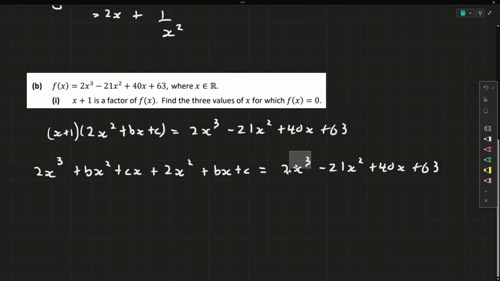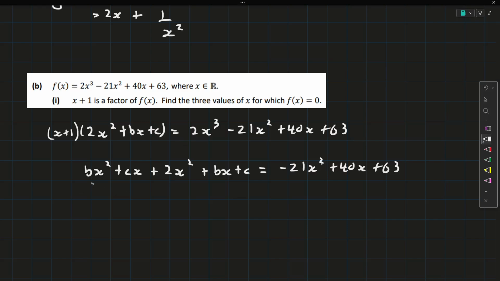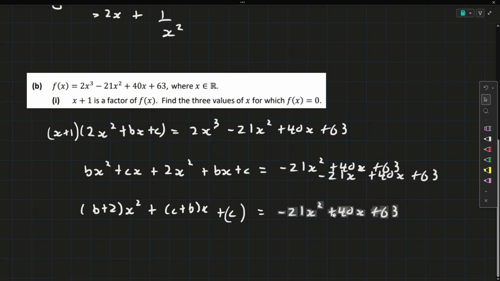So we don't have to worry about the 2x cubed anymore, because we have that on both sides. We've taken care of that already. But we do have to worry about the rest of the stuff. So let's group the terms together. Let's see our x squared terms on the left side. We'll have b plus 2 x squareds. How many x's do we have? We have c plus b x's. And then how many constants do we have? Well, we just have c. That's our only constant.